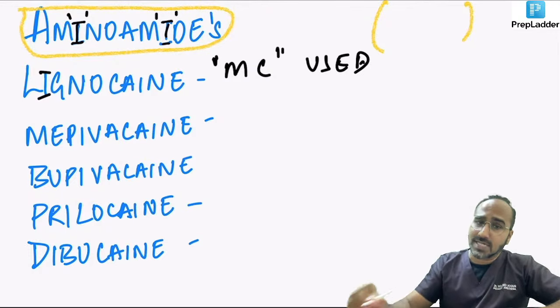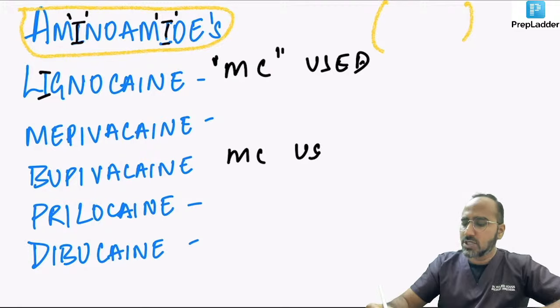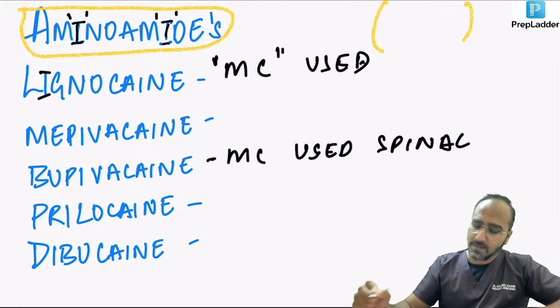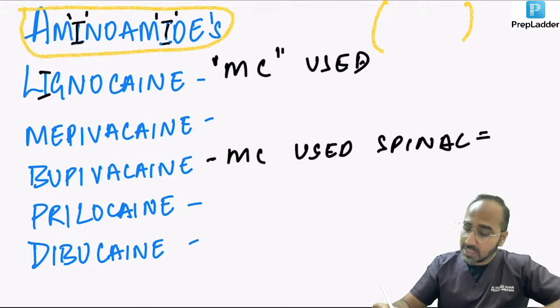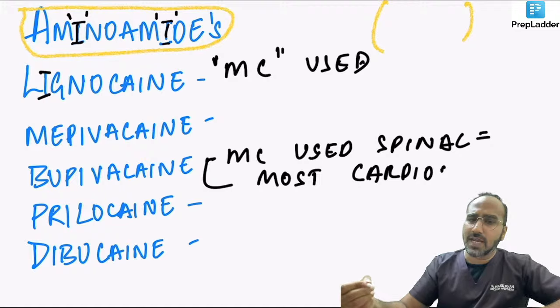Now, if the next question someone asks you is which is the most commonly used in spinal anesthesia, what will the answer be? It is bupivacaine. It is bupivacaine, guys. And it is also the most cardiotoxic. But why are you giving bupivacaine when it is the most cardiotoxic?